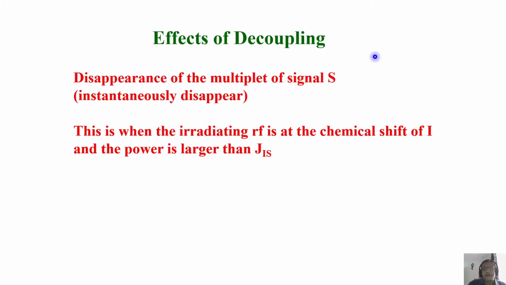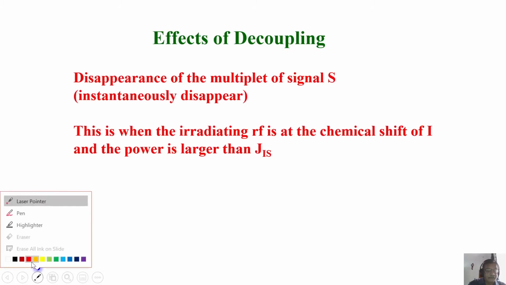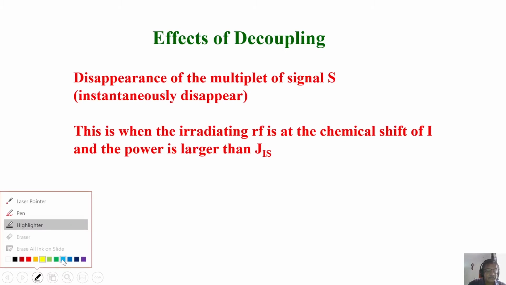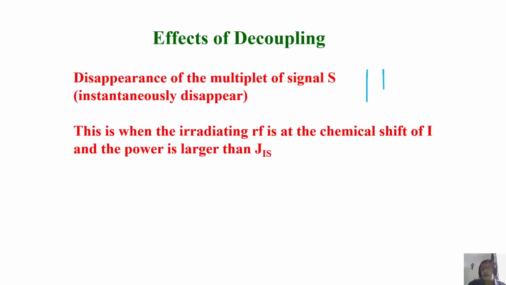Then this proton, what happens? You see, it is going to be here. There are 2 protons here, which are coupled like this. The AX spin system. I'm going to irradiate here. Then what happens? This will collapse into a singlet. That's one way: disappearance of multiplicity.